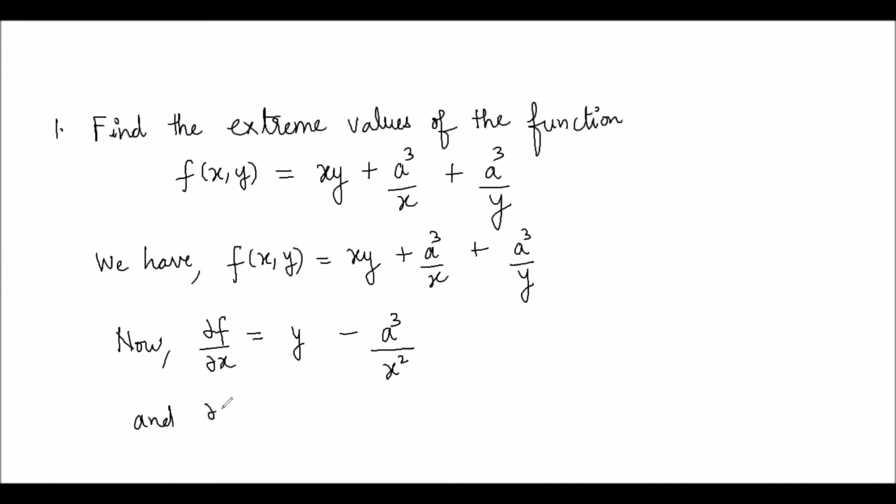Let us find the other first order partial derivative, del f by del y. We will get x. From the second term we will get 0, and from a cube upon y, after differentiating it partially with respect to y, we will get minus a cube upon y square. Let us name these as equation 1 and equation 2.